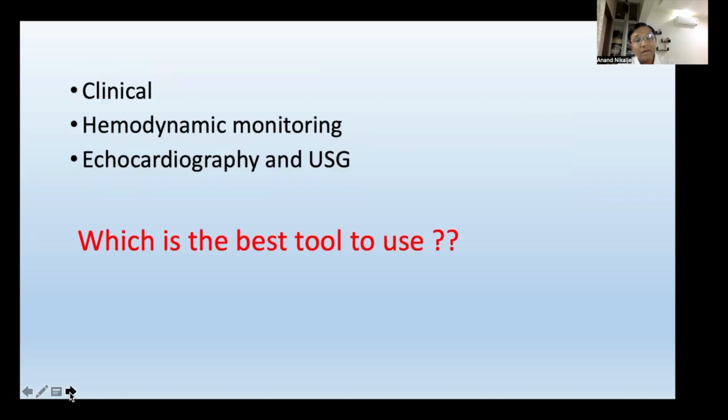So to diagnose shock, we have clinical examination, then a lot of hemodynamic monitoring tools, and lastly we have got echo and ultrasonography to use at bedside for diagnosing shock. So out of this, which is the best tool to use in a patient of shock or hypotension? And that is my topic today. I just wanted to tell you the importance of echocardiography and ultrasound in diagnosing shock.